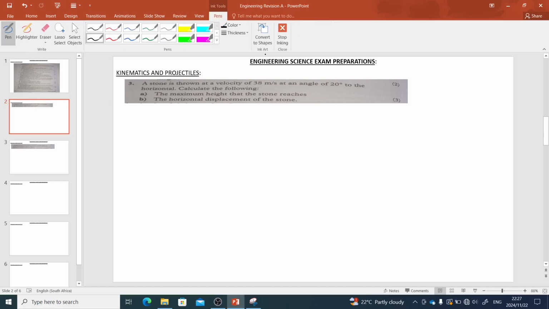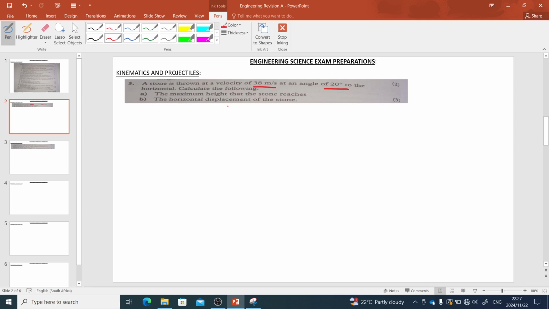The projectile that we are given. A stone is thrown at a velocity of 38 meters per second at an angle of 20 degrees to the horizontal. Calculate the following: the maximum height that the stone reaches, and the horizontal displacement.